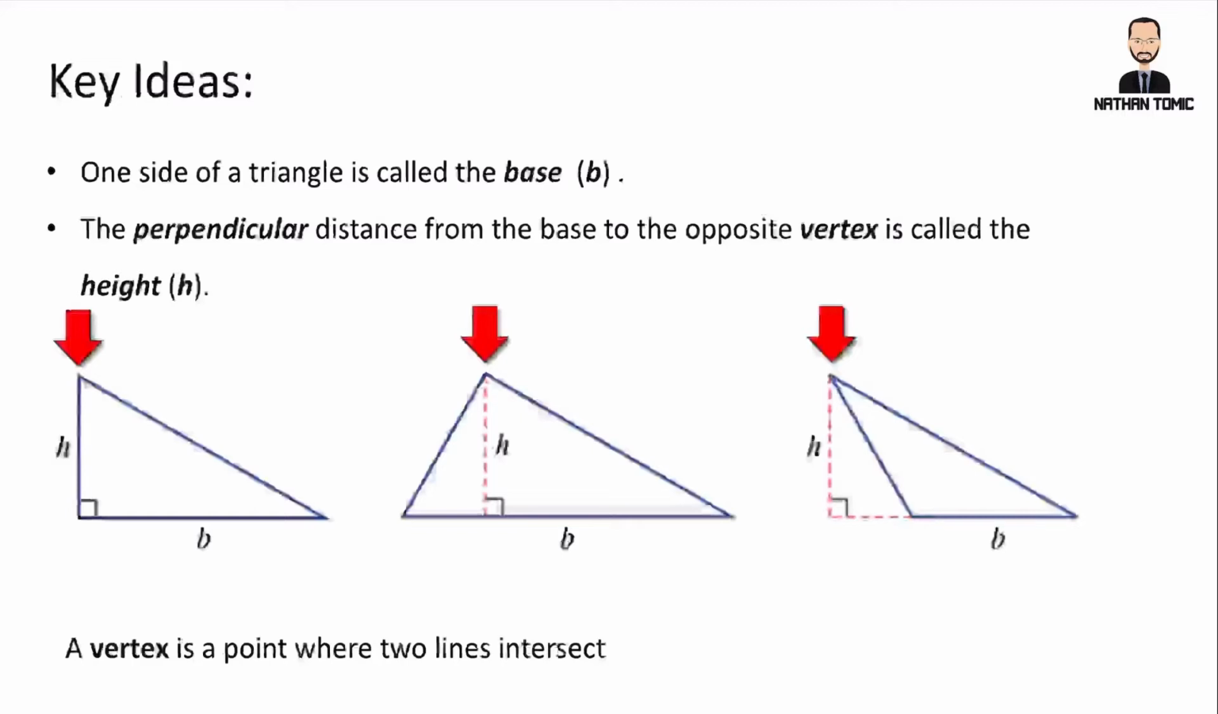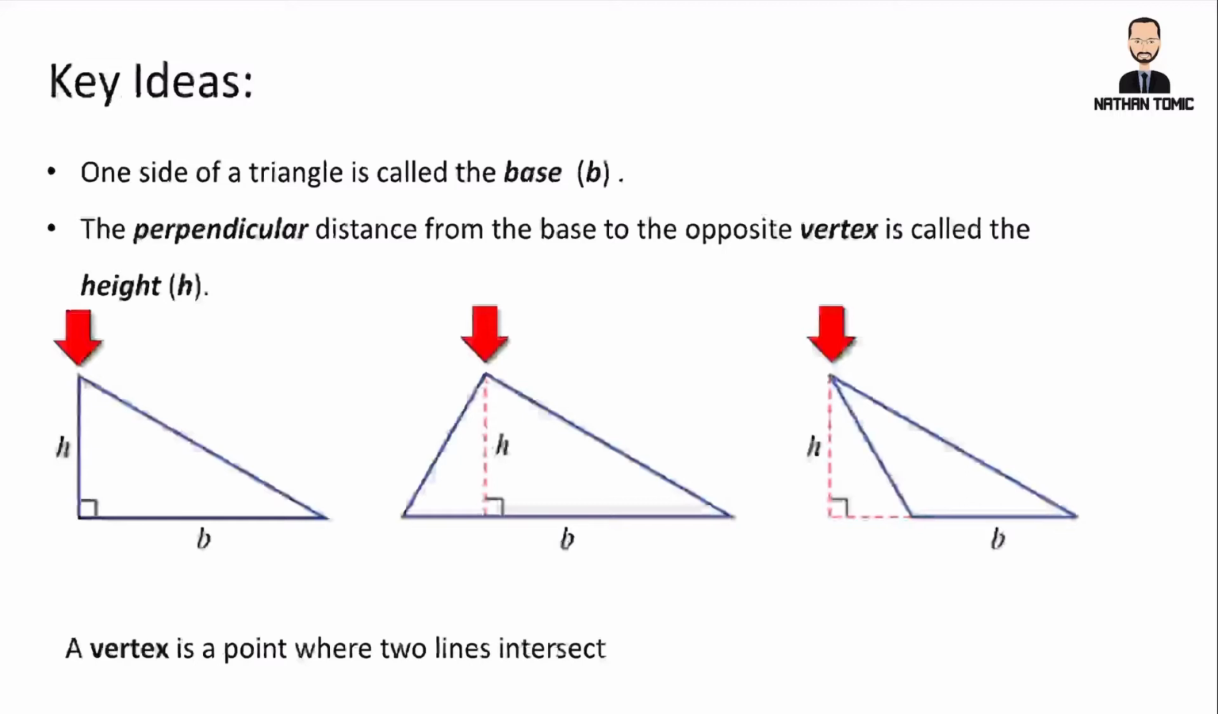Let's begin by looking at our key ideas. So we have one side of a triangle that we refer to as the base. It is often the longest side, but certainly doesn't have to be. We have a perpendicular distance from the base, which goes to the opposite vertex, which we call the height. Now these two together will determine which one is your base and which one is your height.